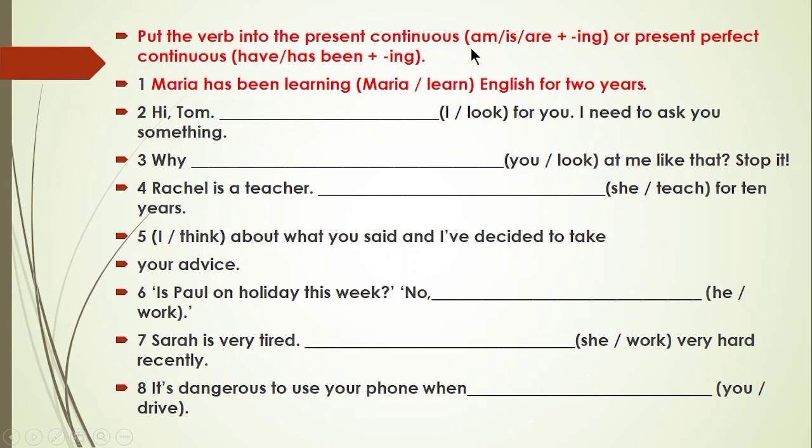Put the verb into the present continuous, am, is, are plus ing, or present perfect continuous, have, has been plus ing. Now here you have to look at the scenario and decide whether it is present continuous tense or present perfect continuous tense. For example, Maria has been learning. So Maria learned English for 2 years. Now 2 years shows the duration of time. Therefore, we have to use present perfect continuous tense. Look at the rest of these scenarios and decide if it is present perfect continuous or simple present continuous tense. Okay, so complete the rest of the tasks.